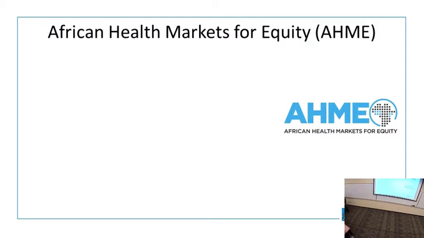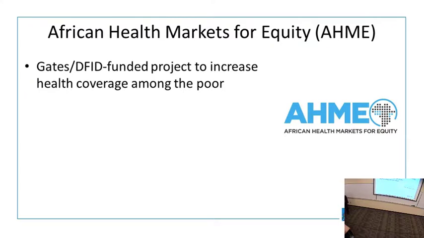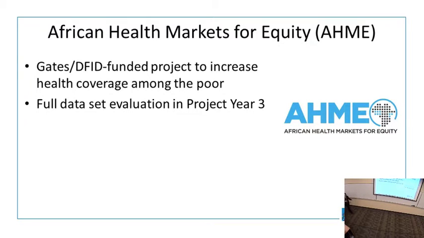And then the last program I'll speak about is the African Health Markets for Equity, or the AME program. It's a Gates and DFID funded project, so UK aid, that aims to increase health coverage among the poor. And so 3 years into this 5-year program, they have done a full evaluation of, are we reaching the clients that we think we're reaching? And this is a project that took several months, over 6 months to do as part of the evaluation. It was part of a big $7 million evaluation, so quite expensive to get this data. And they found out they're not serving who they thought they were serving.